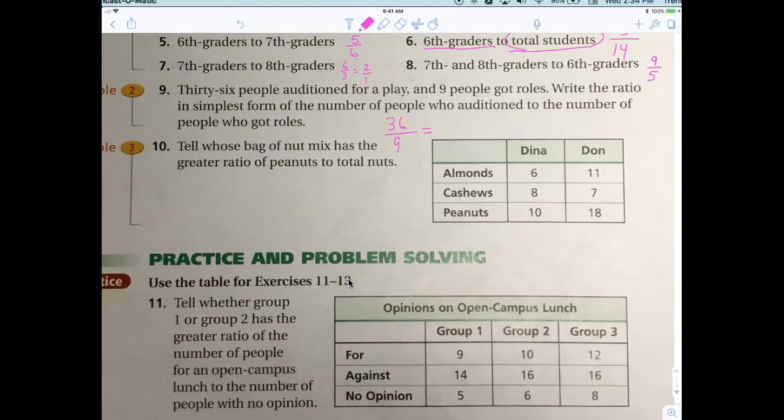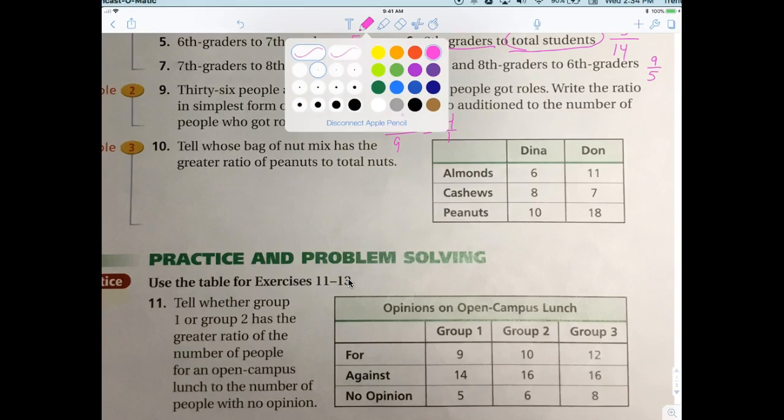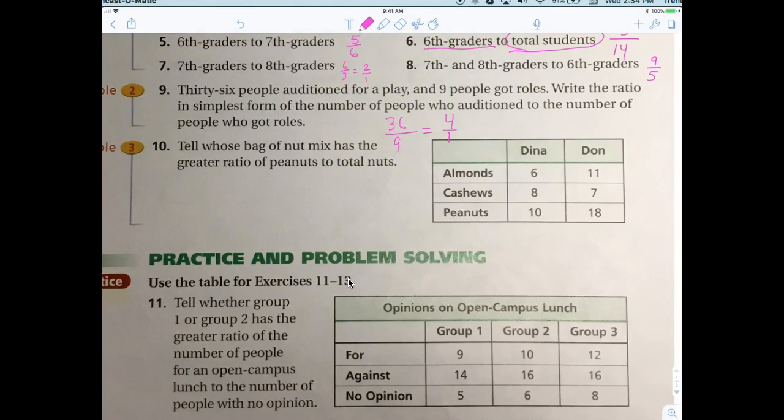So it would be 4 over 1, right? Does everybody understand why it's 4 over 1? Because what's 36 divided by 9? 4. Makes sense, right?